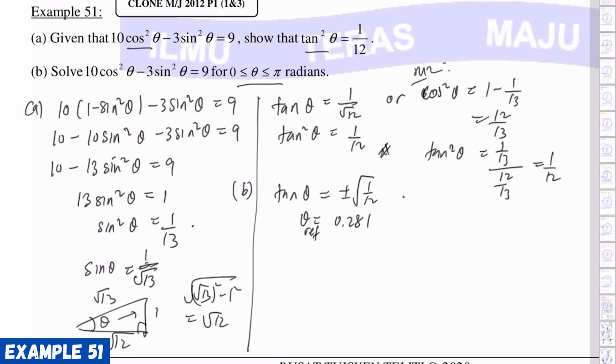Now, notice that angle is only up to quadrant 2, and because of the plus minus, I have to take both quadrant 1 and 2 answers. Quadrant 3 and 4 is out. So my first answer is 0.281. Second answer is pi minus 0.281. Therefore, you will get 2.86. Always give your answer correct to 3 significant figures.